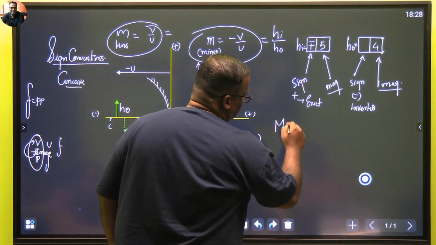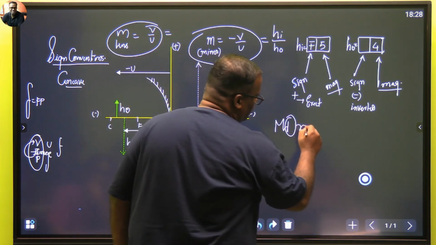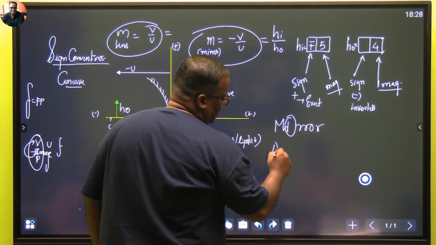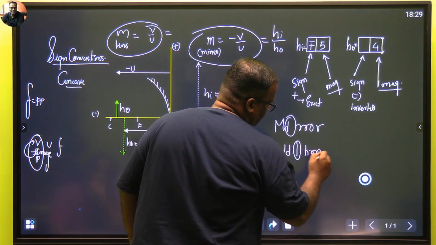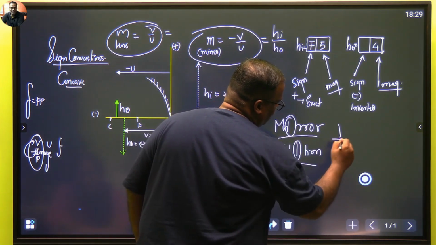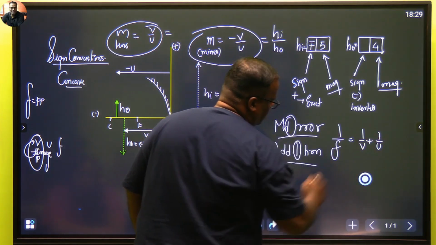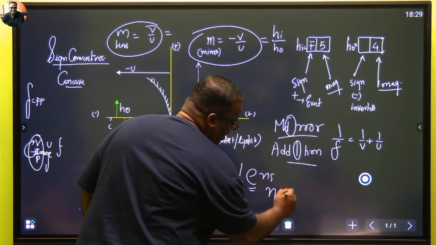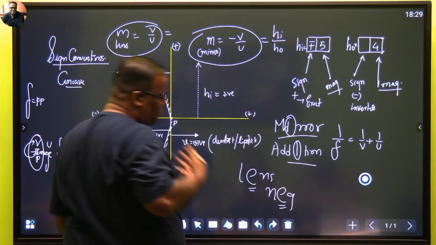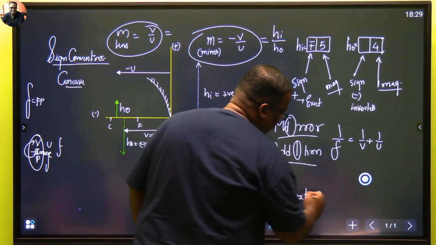This brings us to the mirror formula. Now always remember, in the word mirror there is I. And in the word addition there is I. That means mirror में हमेशा addition होगा. In the word lens there is E. In the word negative there is E. This is my way of remembering. तुमको अगर और कुछ अच्छा आता है तो रख लो.